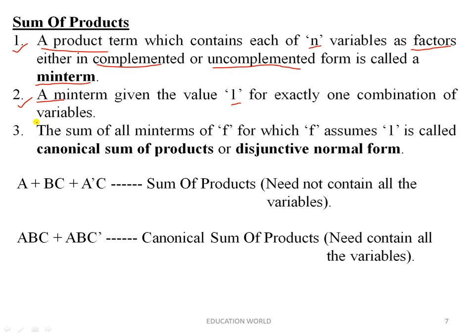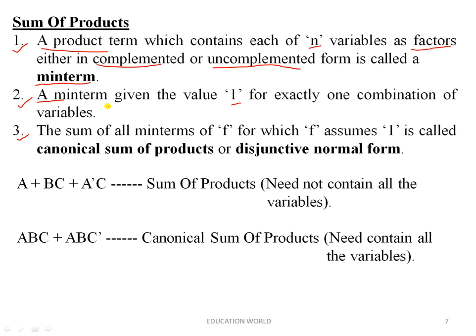So it is a sum of product. A min term with the given value of one for exactly one combination of variables is a sum of product, or we say min term. Our third point is the sum of min terms of f for which f assumes 1 is called canonical sum of product or disjunctive normal form. What it means is, if a function f is given and its value in the column is 1, then it is assigned as a min term, which we call canonical sum of product.